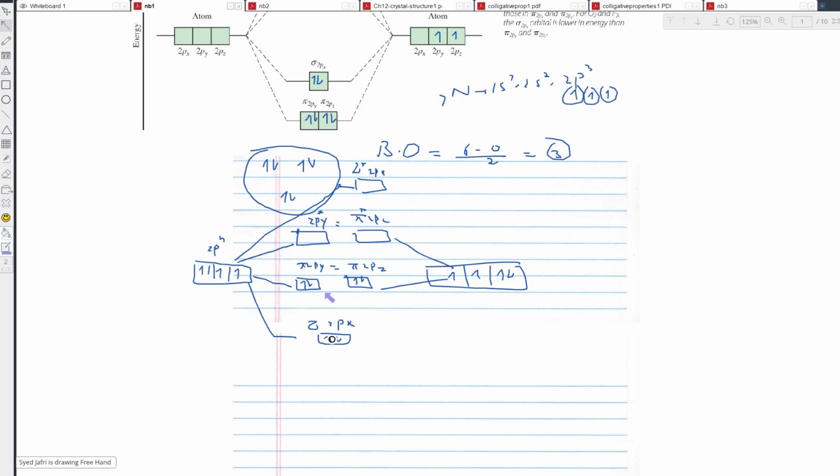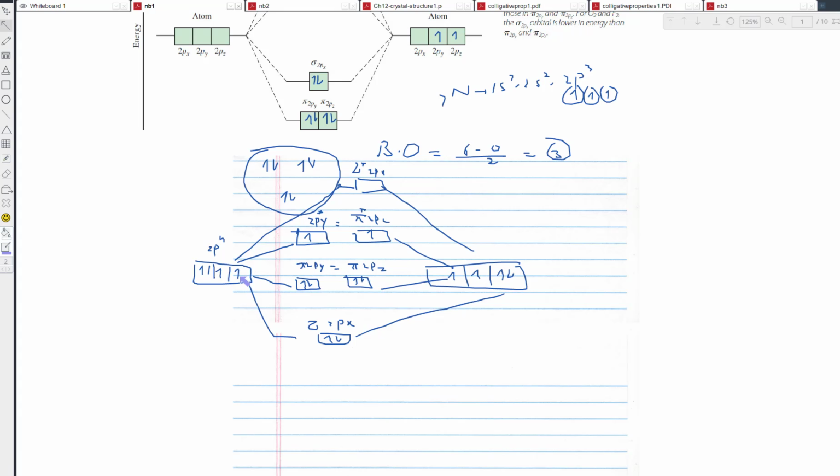So we went 1, 2, 3, 4, 5, 6. And now we have 2 more. If I put this one here, it is going to be wrong. Why? It has to go here? Yes, it has to go here.